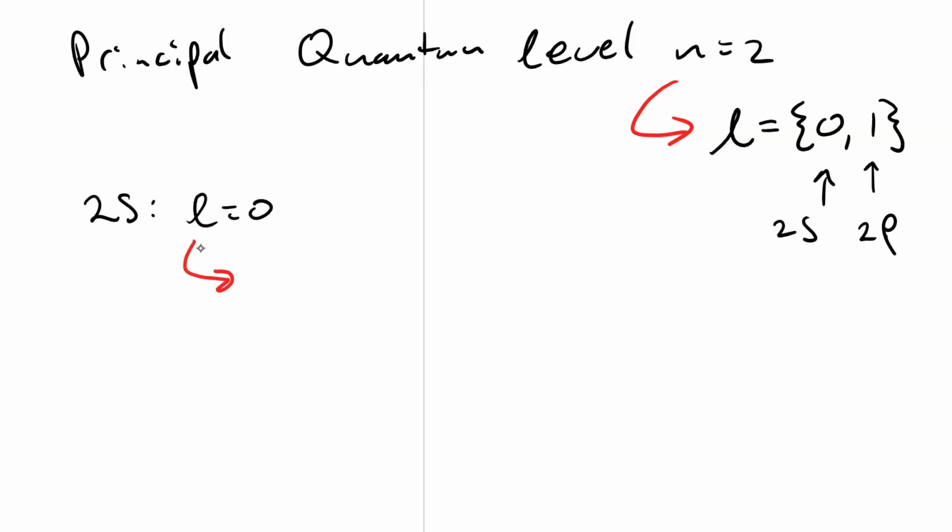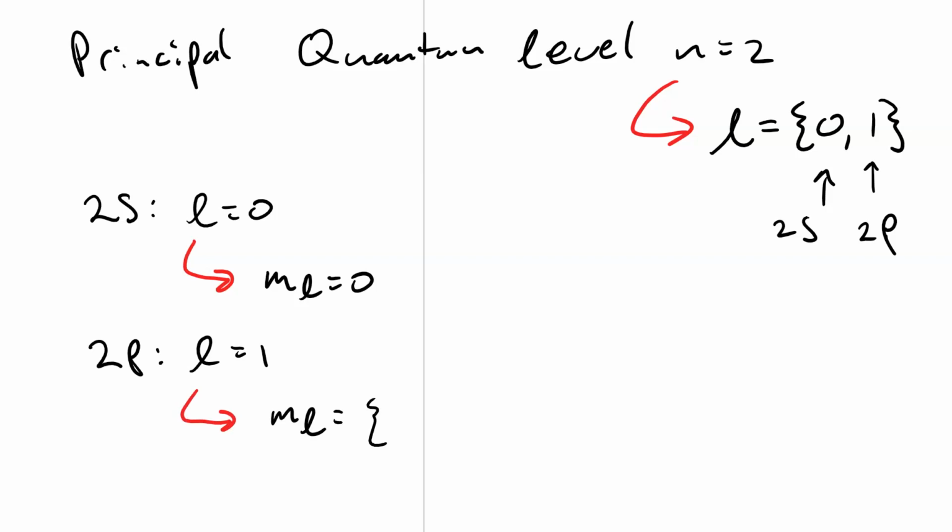For 2s, L equals 0, which means that M sub L equals 0. The 2s orbital is spherical, just like the 1s orbital. For 2p, however, L equals 1, which means there are 3 M sub L values, -1, 0, and 1. That means there are 3 p orbitals.